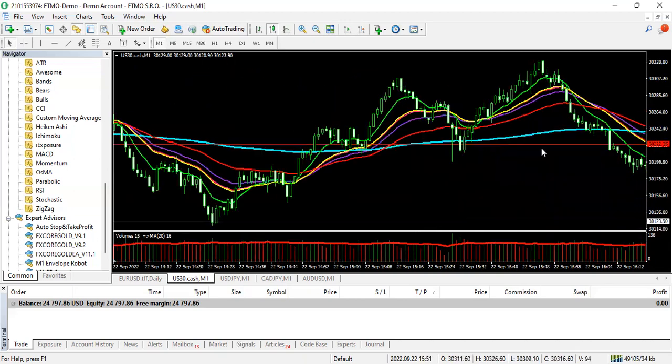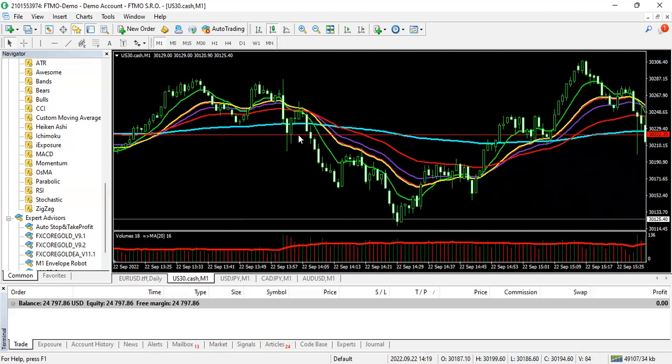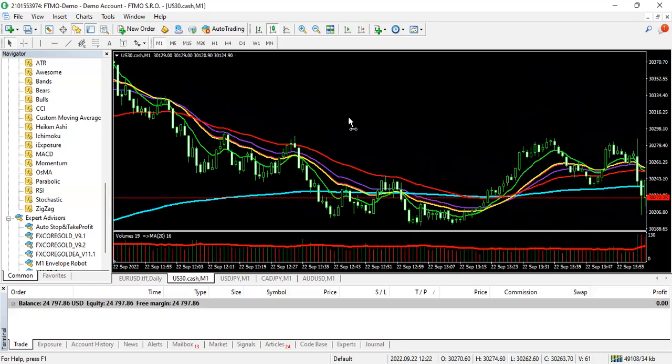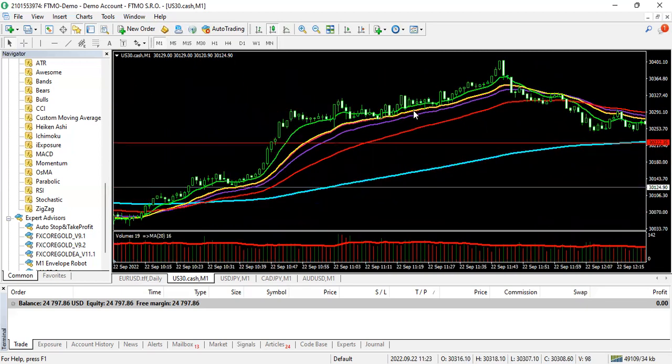Okay. Let me scroll back. I'm trying to get back to. So you don't use a stop loss? Nope. Your stop loss is your EMA 200.